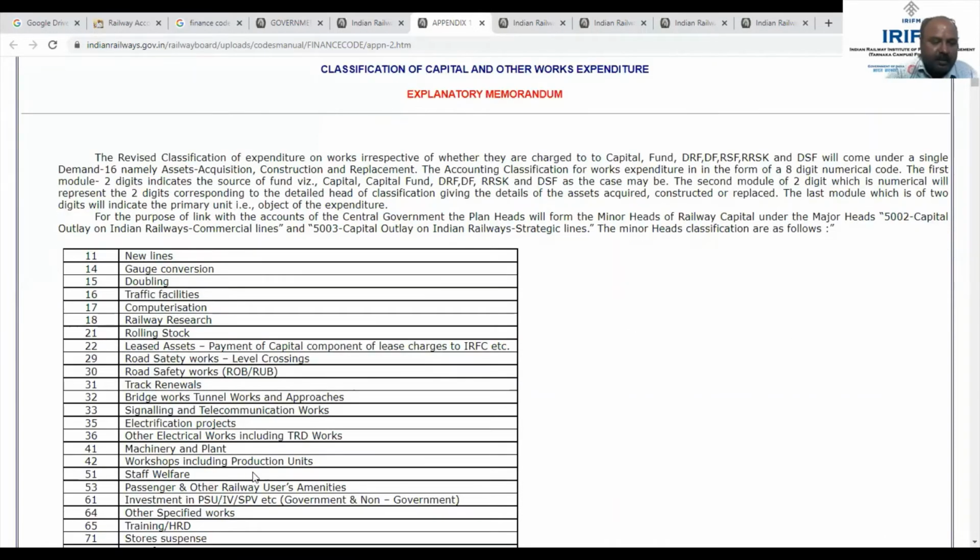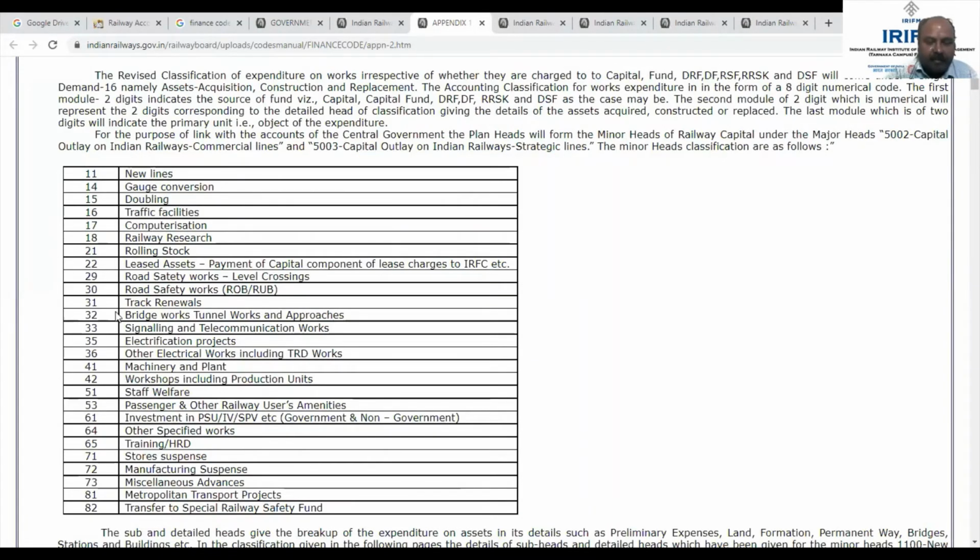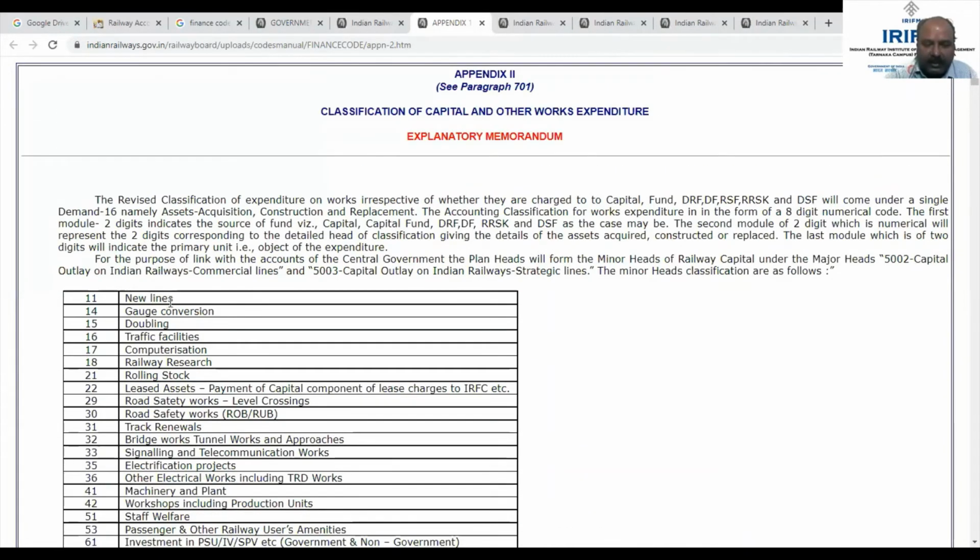What are the important plan heads? Plan head 11 is new lines. The previous name was new lines construction; now it is removed, only new lines. Then gauge conversion, that is conversion from meter gauge to broad gauge or narrow gauge to meter gauge. Doubling, tripling or quadrupling is plan head 15. And all traffic facilities other than construction of new lines is plan head 16.